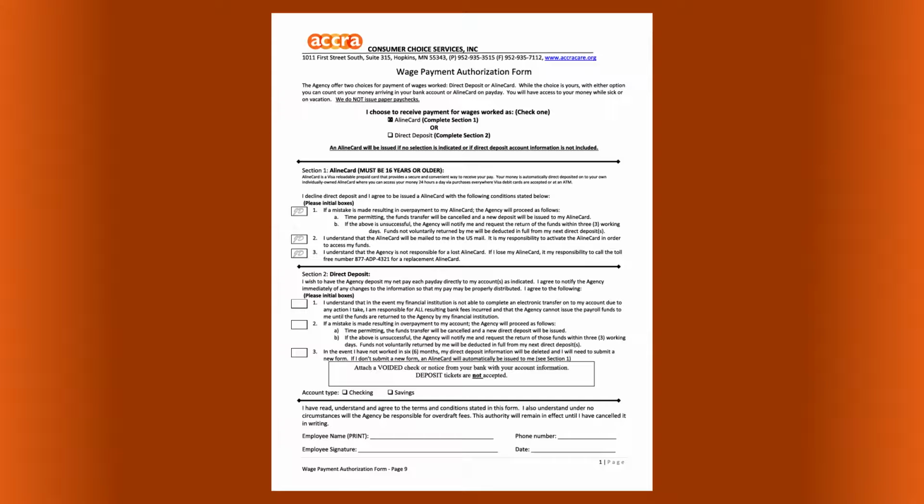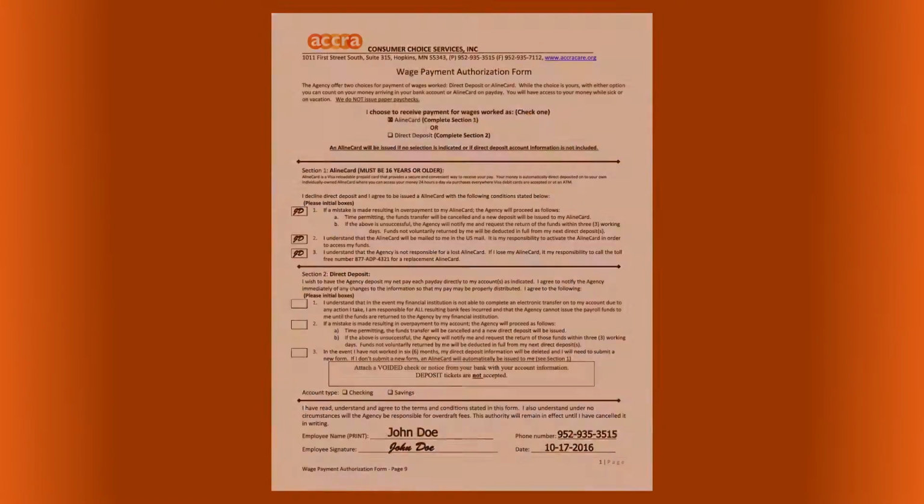Read and initial the boxes in Section 1 and print your name, phone number, sign, and date at the bottom of this form. Your card will be mailed directly from our payroll company, ADP, 5 to 10 business days after receiving your application, and your paycheck will be loaded on the card automatically at the end of each pay period.